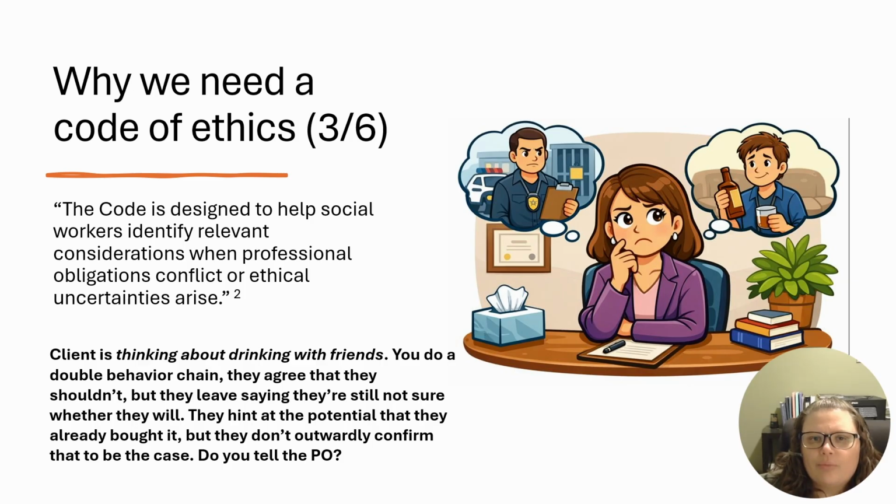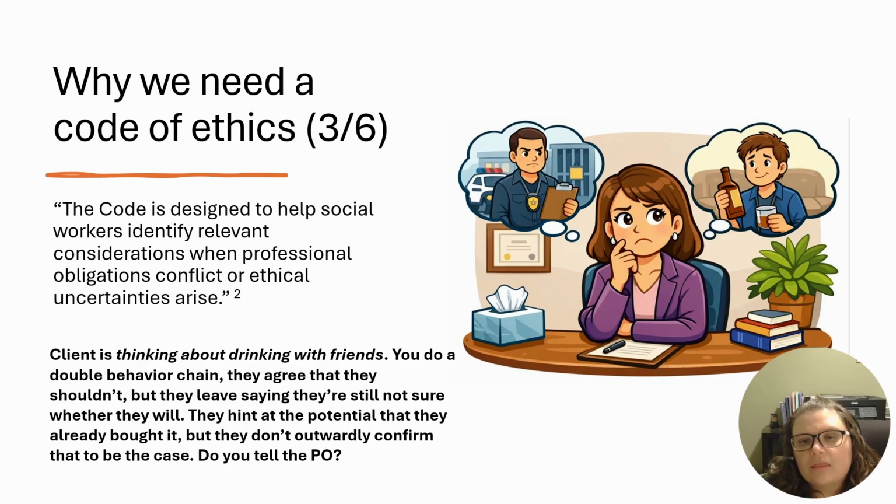So do you tell the PO? If you have pretty good reason to suspect that he's going to violate his probation tonight, but no actual proof or admission that he's going to, and he hasn't yet, even if he did admit to it, do you tell the PO? And I'll just let you, I guess, think about that for a second.